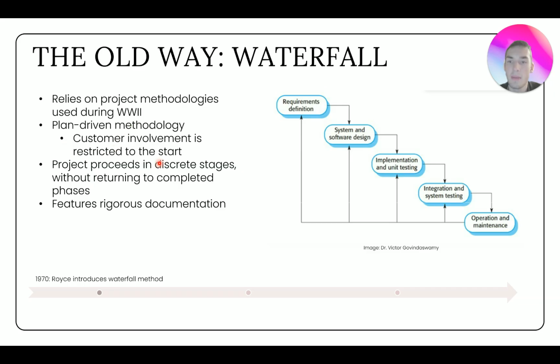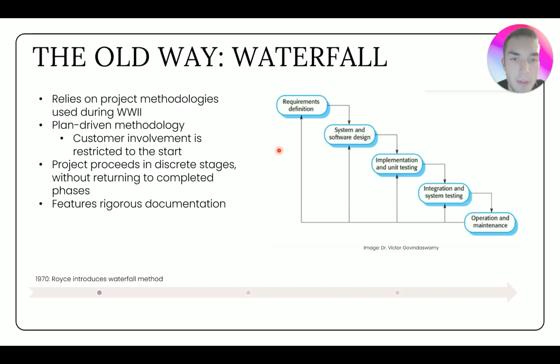So customer involvement is going to be restricted to the start, during the requirements definition stage. A plan is going to be developed, and then the team is going to follow that plan to get the working software. And you can see it's called the waterfall method because we go down and we don't go back up. So we start with the requirements definition, figuring out what do we want the app to do, and how is it going to do it. Then we're going to go on. Once that phase is complete, we're not going to go back to it.